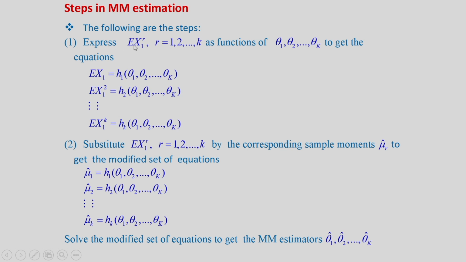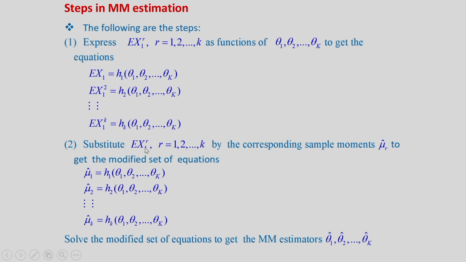First, you express E of x 1 to the power r, for r equal to 1 up to k, as a function of theta 1, theta 2 up to theta k to get the equations. So, these are the equations. E of x 1 is equal to some function of theta 1, theta 2 up to theta k. That way we write E of x 1 is equal to h 1 of theta 1, theta 2 up to theta k. Similarly, E of x 1 square is equal to h 2 of theta 1, theta 2 up to theta k, and so on up to E of x 1 to the power k, that is a function of theta 1, theta 2 up to theta k, and this function we call h k. So, that way we have k equations relating the moments with the parameters.